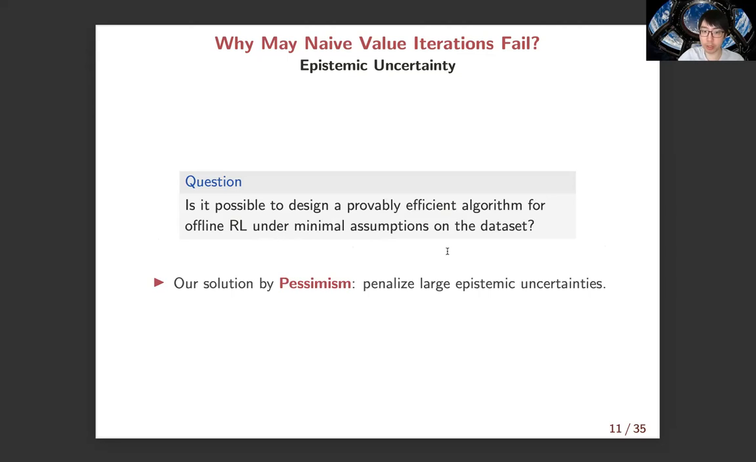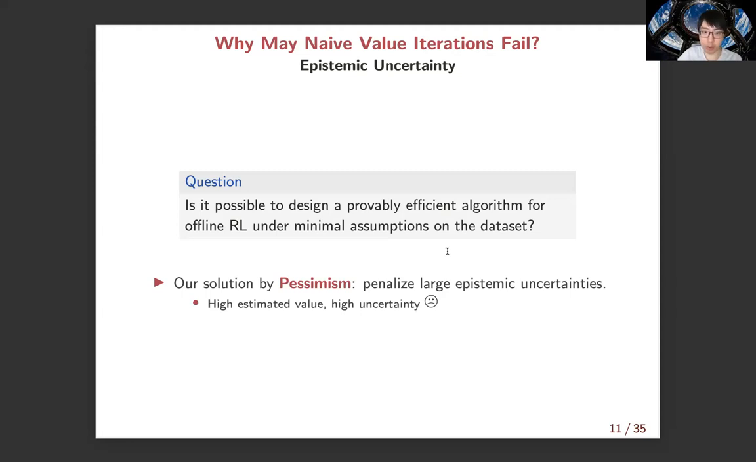So the solution is pessimism, where we are trying to penalize a large epistemic uncertainty. So for example, if we think about the bandit problem where H equals 1, we only have one stage, then it means that we want to penalize those arms that are visited less in the offline data set.